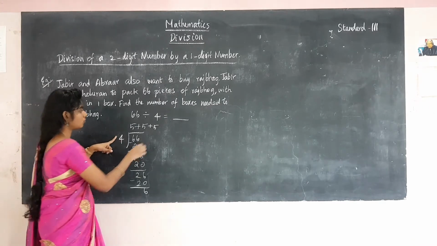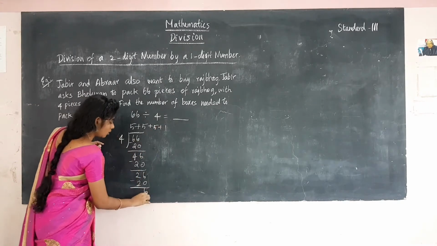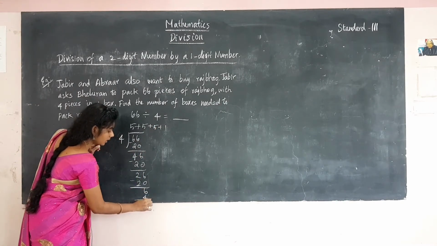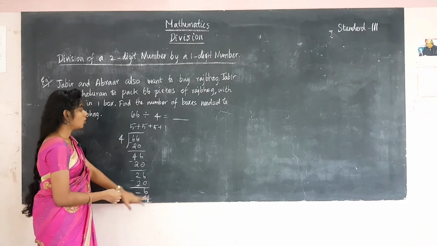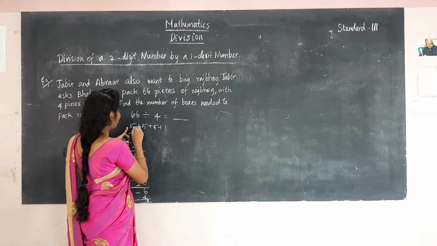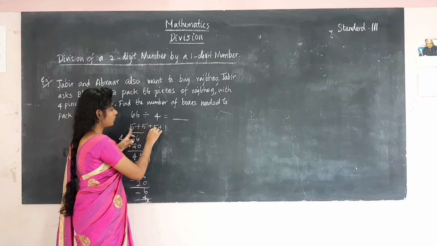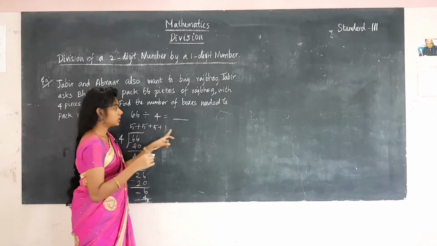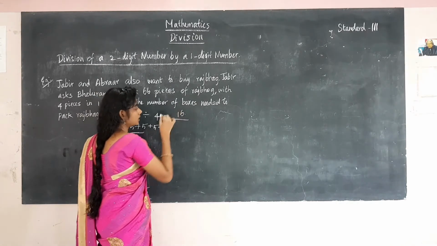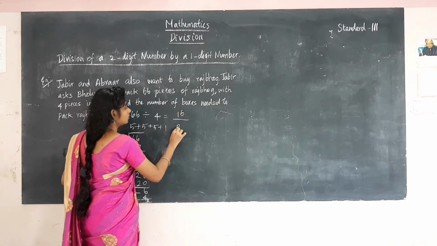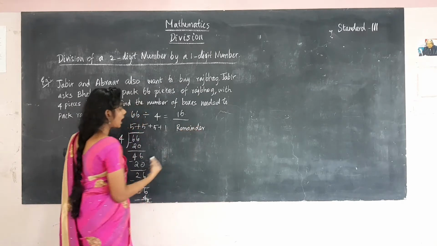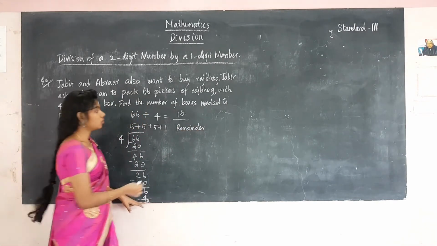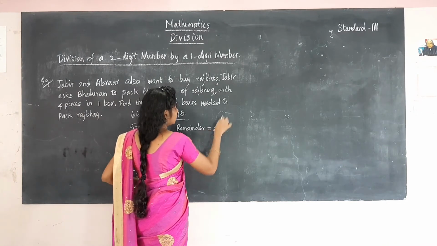So 1 4 is 4. I am taking 1 4 is 4. So the remaining will be 2. 6 minus 4 is 2. So see the quotient: 5 plus 5 is 10, 10 plus 5 is 15, 15 plus 1 is 16. So the quotient is 16 and the remainder is 2. So write the remainder as 2.